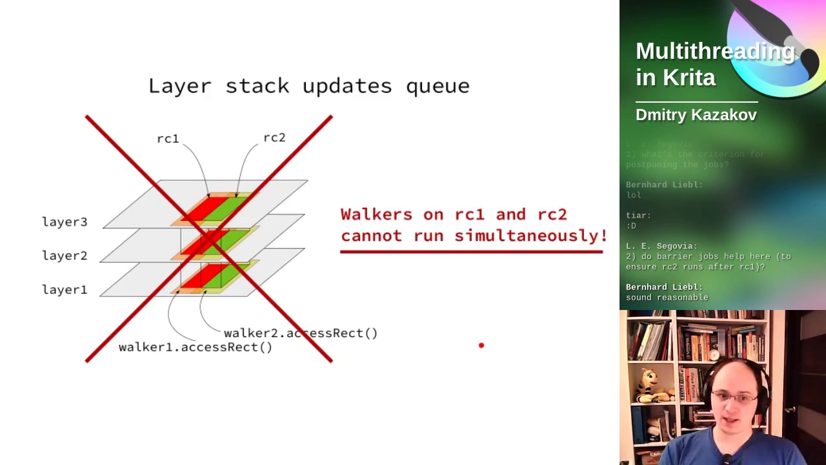Better jobs. Better job is a bit of a different thing. I will talk about it later, because better job is executed in the context of the strokes queue. It is a different queue. And I will talk about barriers later.